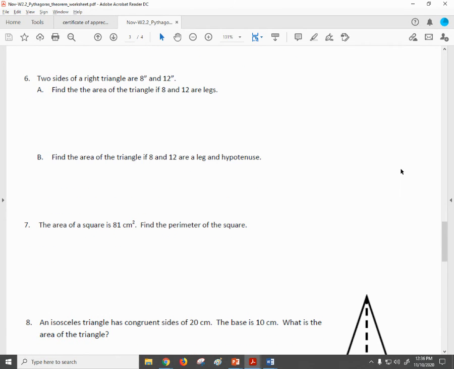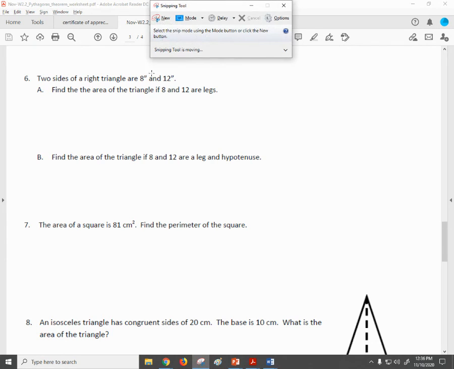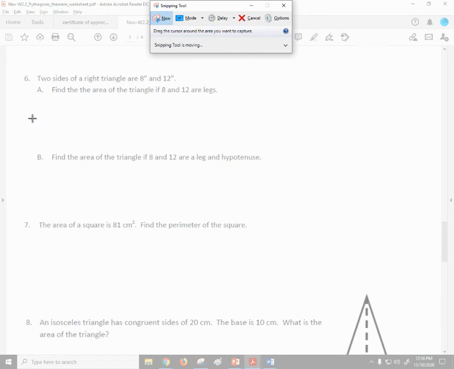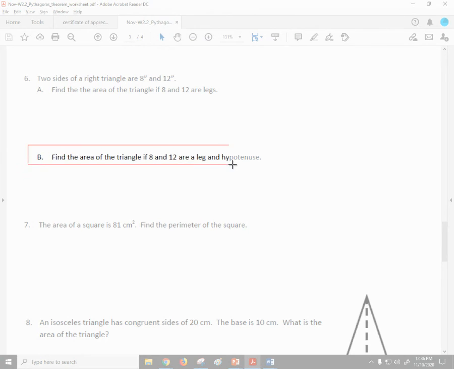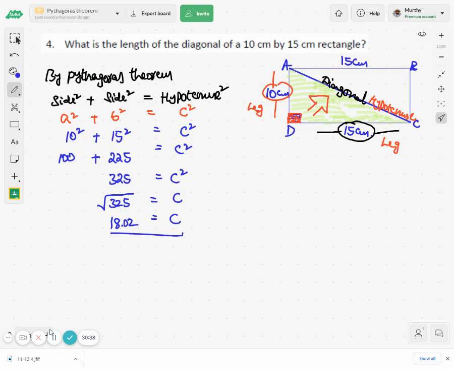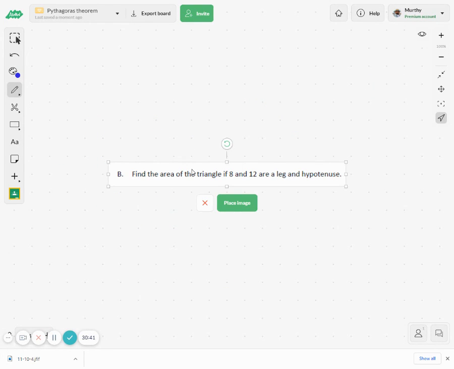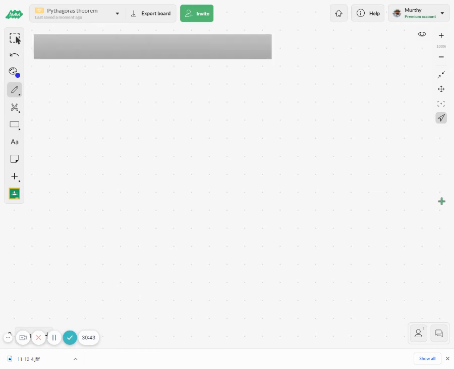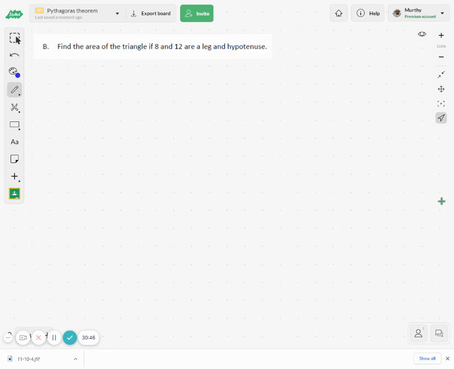Okay. Right. Interesting. This question seems to be interesting. So let me take, okay, find. This question I'm taking. Find the area of a triangle if 8 and 12 are a leg and hypotenuse.